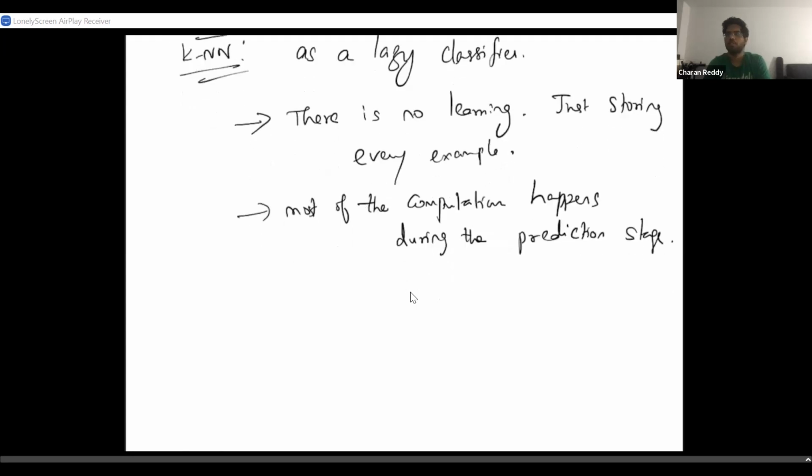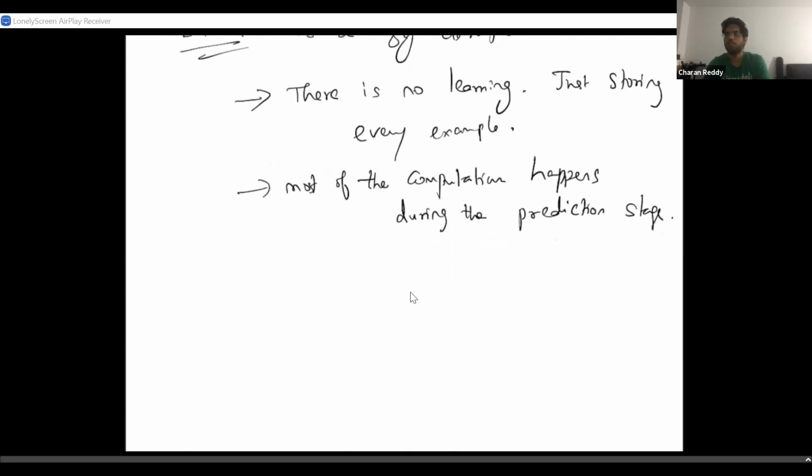Sure, there are a couple of questions in the chat. One question is: what is the parameter in KNN that is infinite? Well, I think I answered it. In the case of K-nearest neighbor, the examples are the parameters because you're storing all the examples.